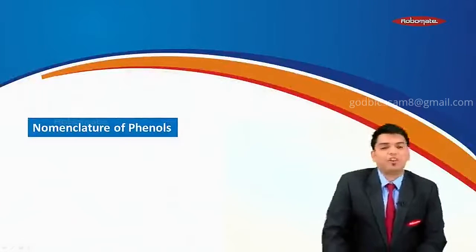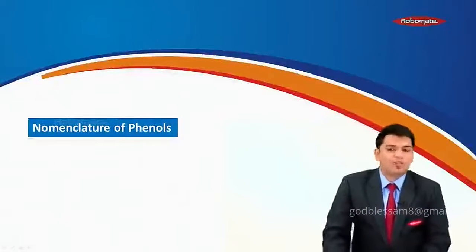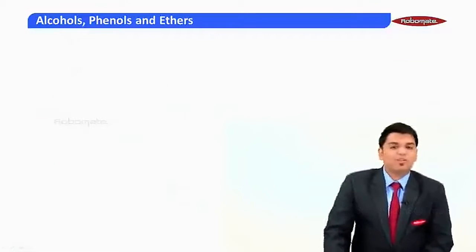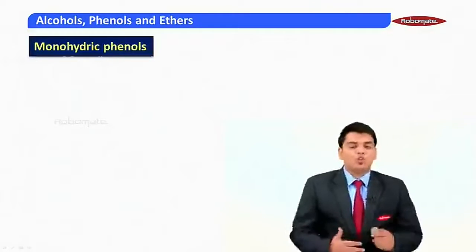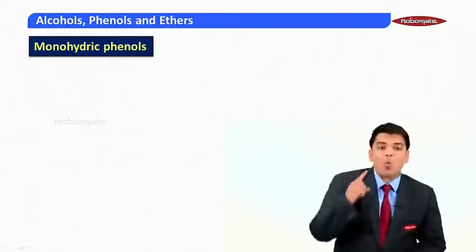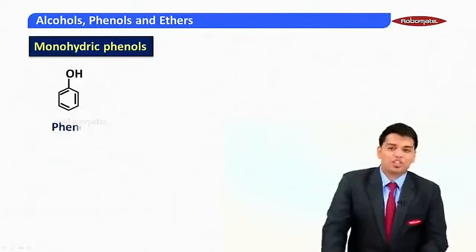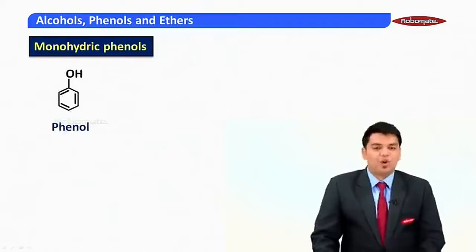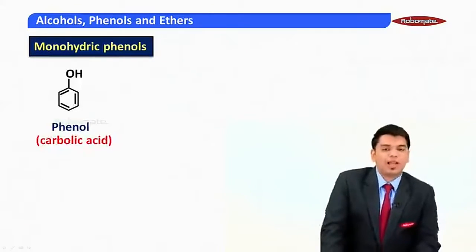After having introduced ourselves to phenols, let us now study the nomenclature of phenols. So let us begin with the first category, that is monohydric phenols. That means those phenols which contain only one OH group. So we have a benzene ring with OH. This is simply called phenol and is also given another name, that is carbolic acid.